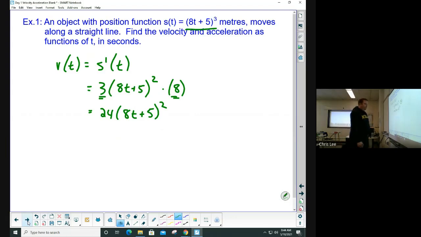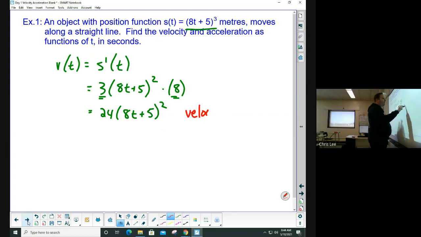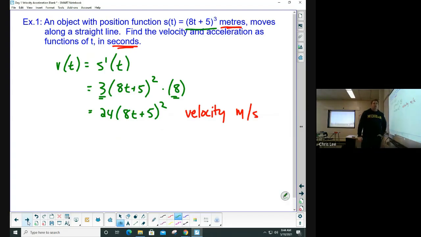So now this is a function that describes velocity. In the question, it talks about the distance moving in meters and the time in seconds, and therefore the velocity is meters per second. So if I wanted to find how far the dragster, or the object, has gone, I would use this function. And if I want to know how fast the dragster is going, I would use this function.